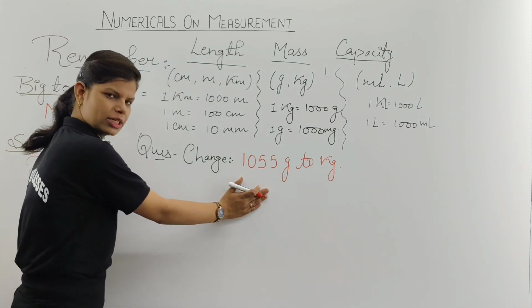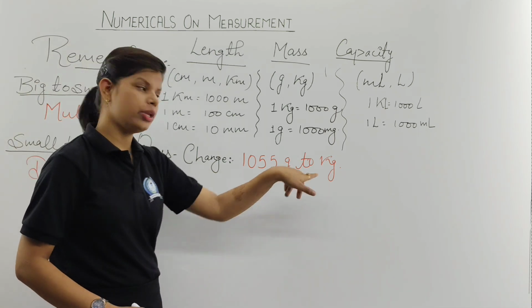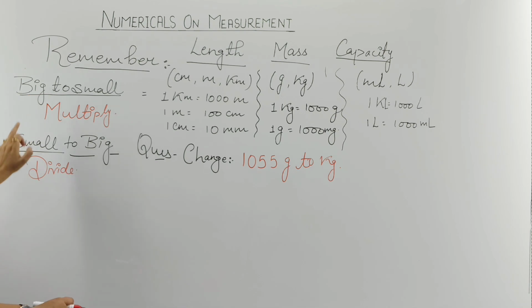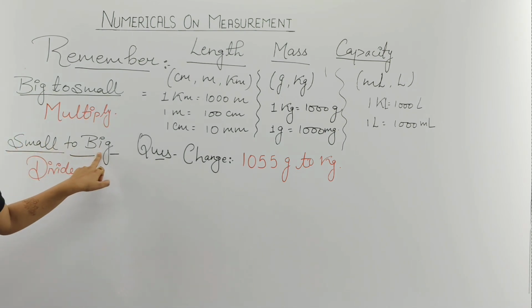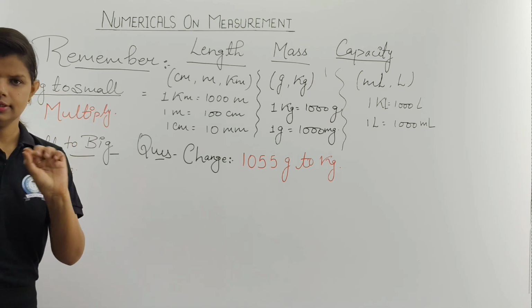Without keeping much of our head on this particular point, children, please see, we have to convert gram, which is a smaller unit, to kilogram, which is a bigger unit. Understood, no? So when you have to convert a smaller unit to a bigger unit, which operation are we going to use? We are going to use divide.